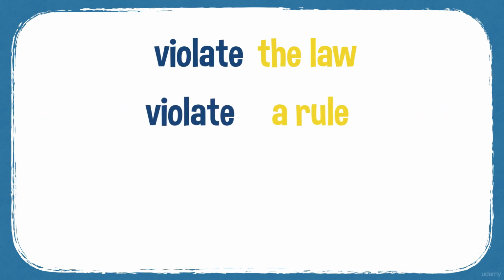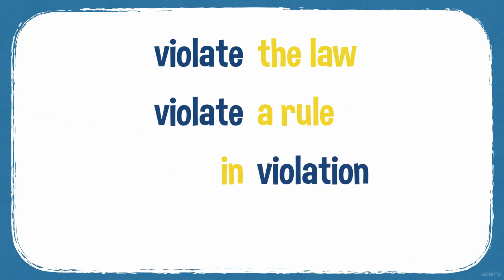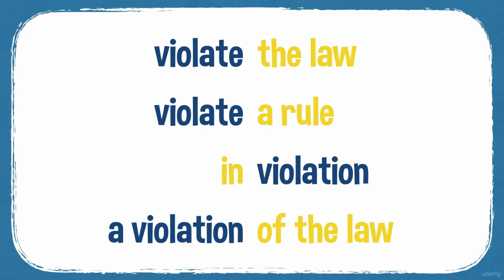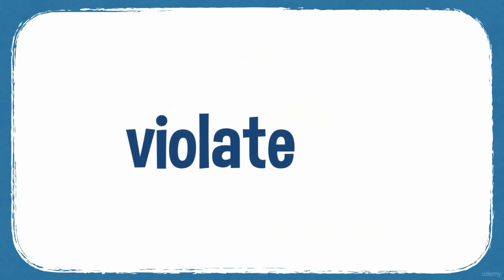So you can violate the law, violate a rule. You can be in violation of something. Here, violation is a noun. So a violation of the law. So it's a verb and a noun. So it's a verb, violates, violating, and violated. And violation is the noun, the process of violating something.